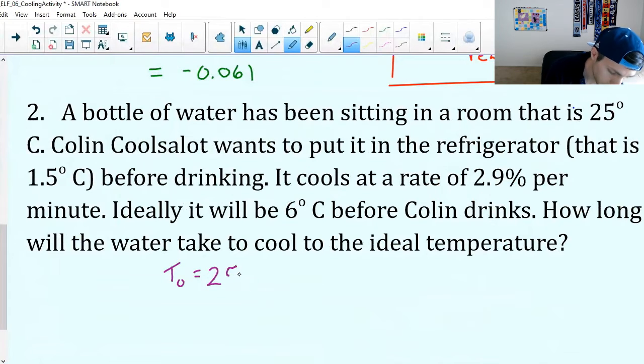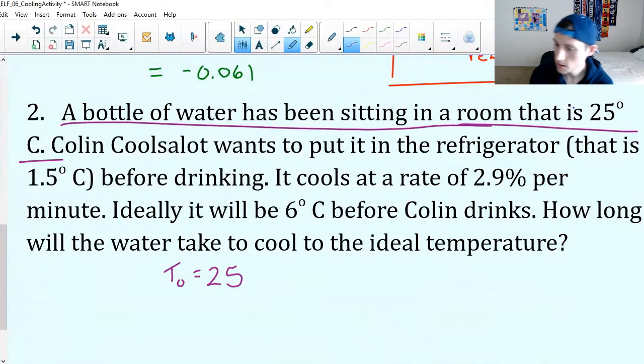So our T0 comes from here. I know it says that the room is 25 degrees, and we're talking about the bottle of water, but the bottle of water has been inside the room. So we want to determine our information about the bottle of water, but the bottle of water is the same temperature as the room that it's been in. So we say the bottle of water's initial temperature is also 25 degrees. We're putting it into the refrigerator, and the refrigerator is 1.5 degrees.